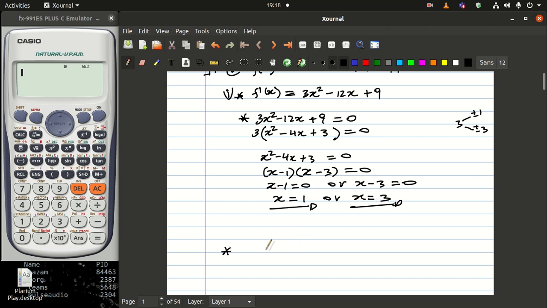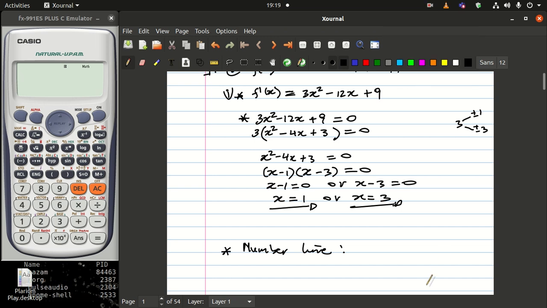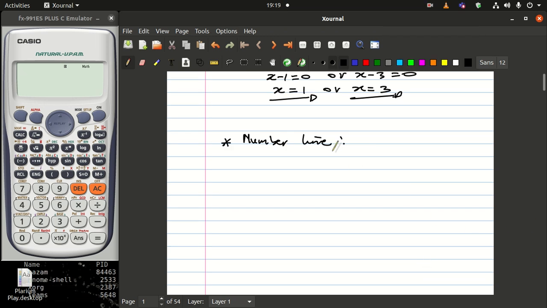The next thing that you do is draw what I call the number line. This number line of ours is going to be a nice number line, and of course I will try and make sure that it is nice. We have this because we have two critical points. Once we have this, the smallest number is going to be 1, and the largest number is going to be a 3 here.